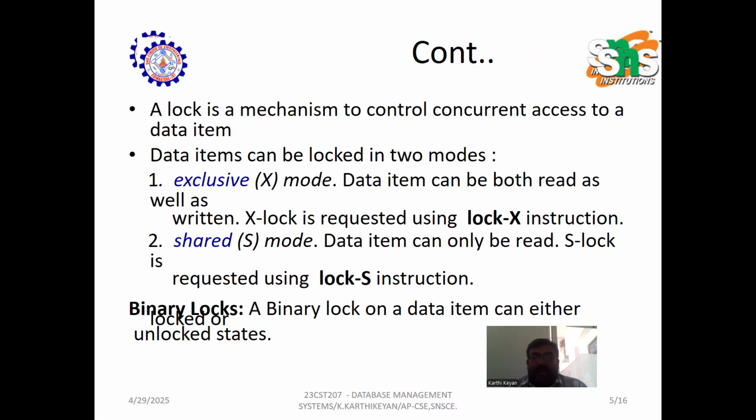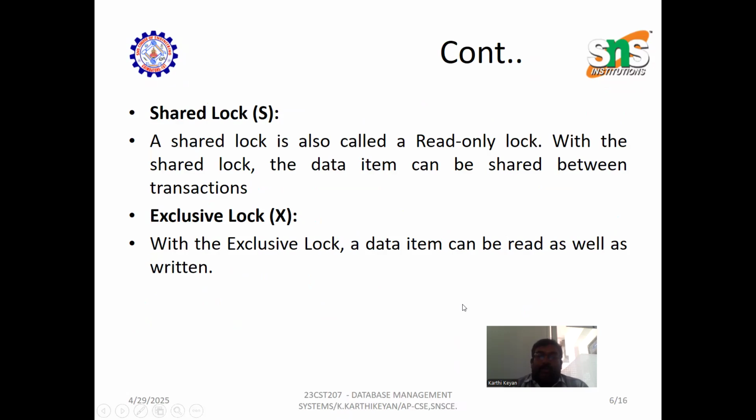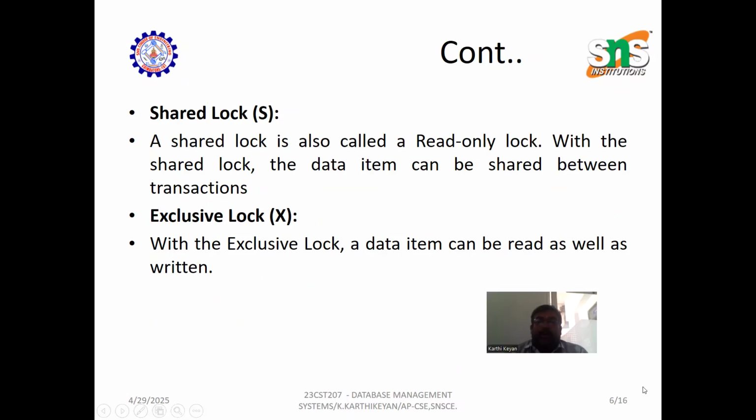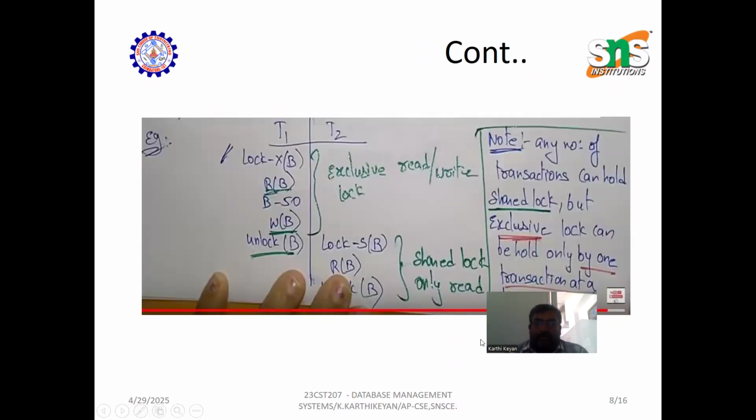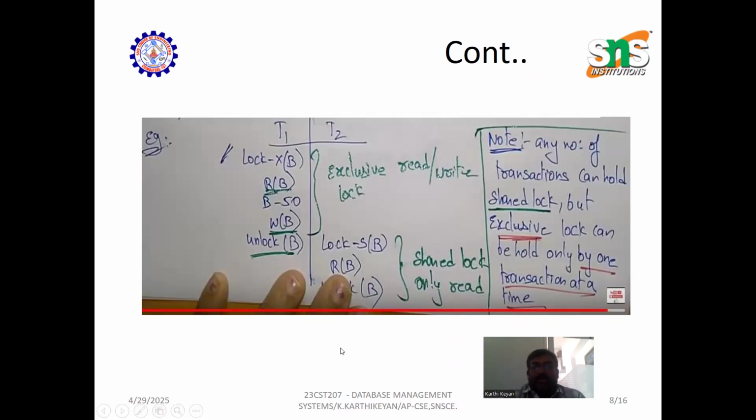Binary lock: a binary lock on a data item can be either locked or unlocked. Here we have shared lock and exclusive lock. A shared lock is also called a read-only lock. With the shared lock, the data item can be shared between transactions. With the exclusive lock, the data item can be read as well as written. For one example, take transaction 1 and transaction 2.